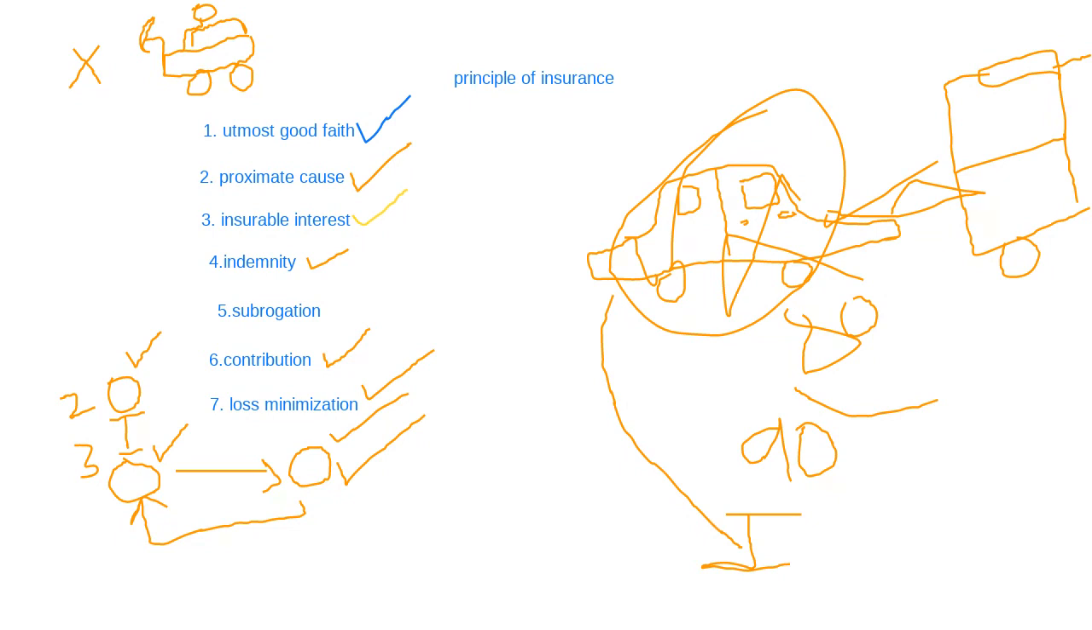Next one, loss minimization. Loss minimization means what? This is a prime responsibility of an insured person when he is going to take the insurance. It doesn't mean that he's not going to protect his property. Every possible thing he or she is supposed to do when going to take insurance. Okay, clear with everyone?